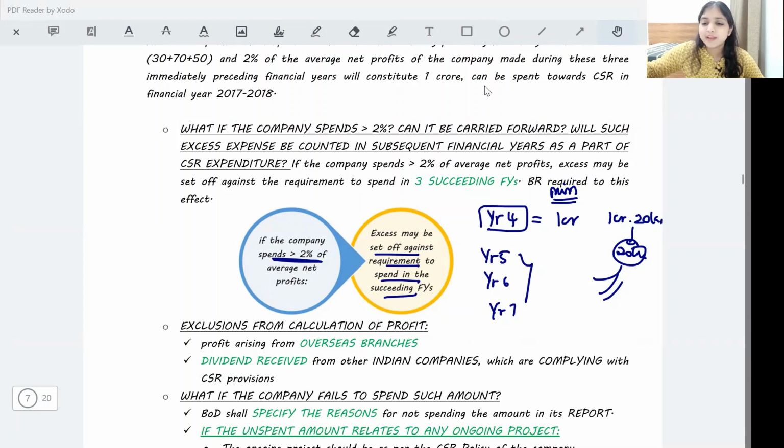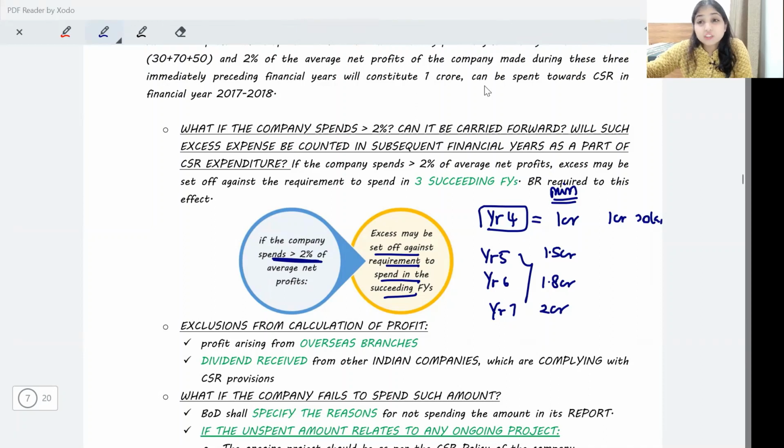Let's say year 5's minimum requirement was 1 crore 50 lakhs. Year 6's minimum requirement was 1 crore 80 lakhs, and year 7's minimum requirement was 2 crore, let us say. But in year 5, we actually spent only 1 crore and let's say 40 lakhs. It's okay. We spent something lesser, it's okay. Why it's okay? Because we have 20 lakh excess of year 4. It will be carried forward for 3 years.